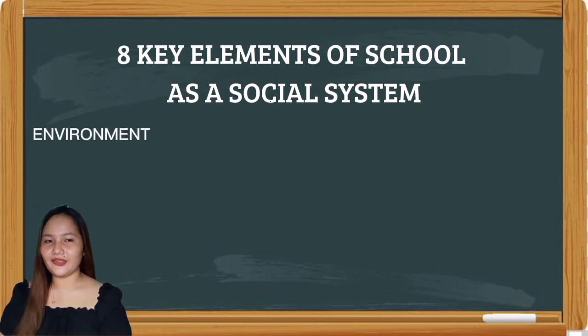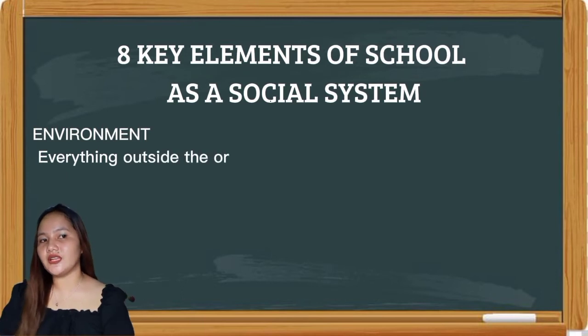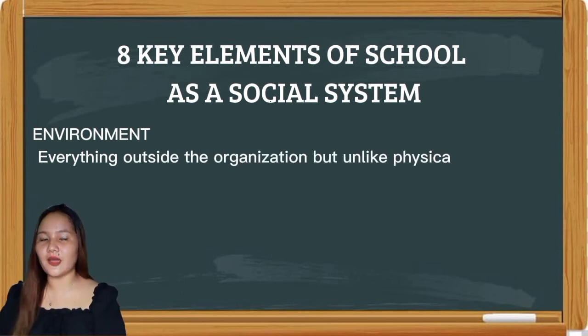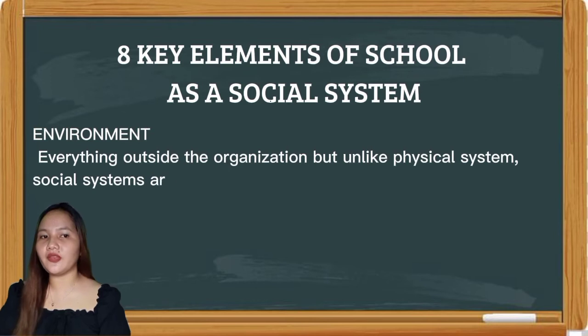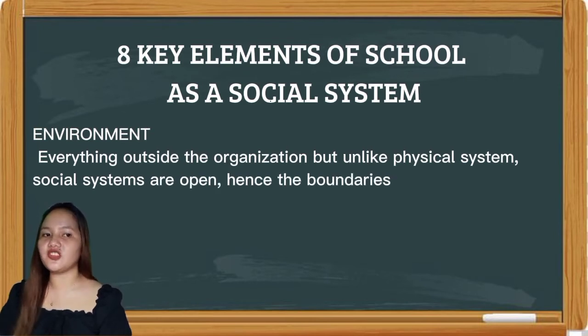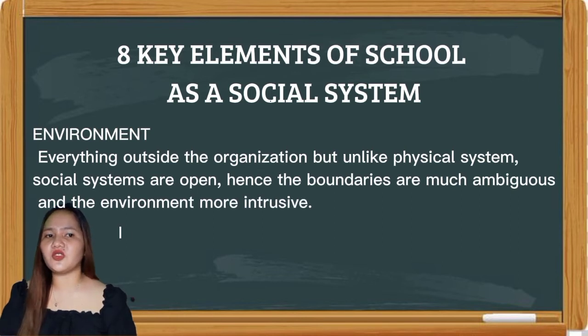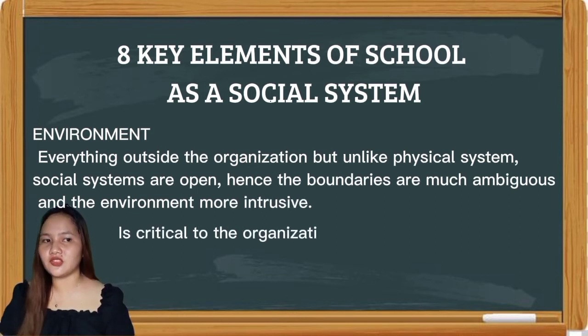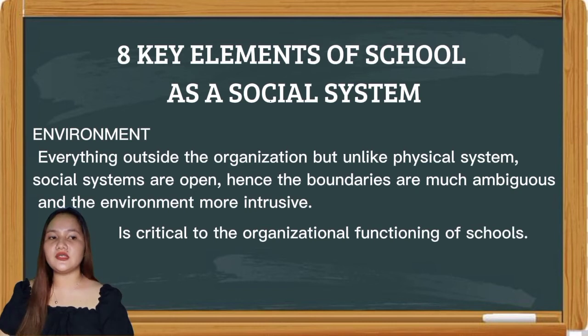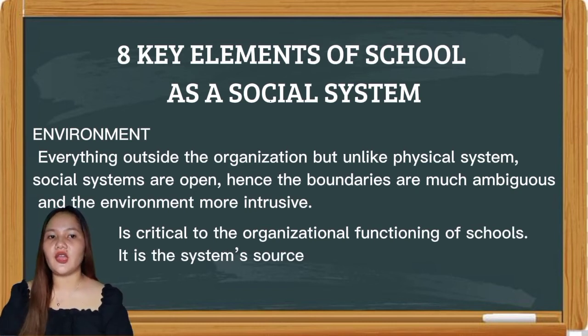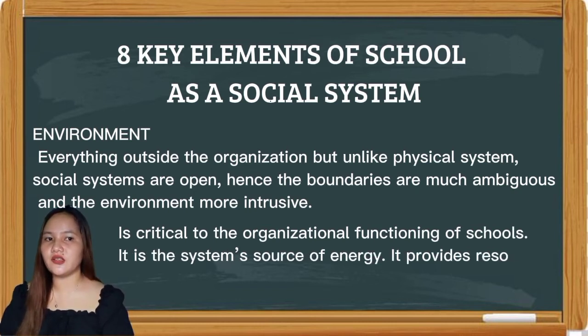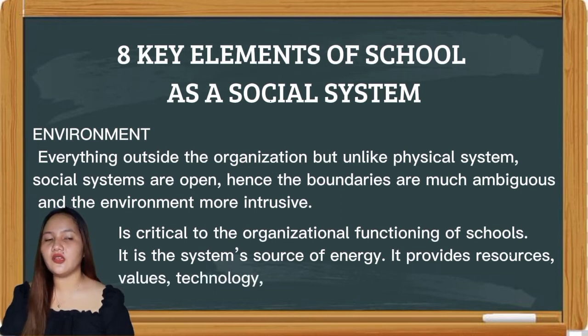F. Environment. Everything outside the organization, but unlike a physical system, social systems are open, hence the boundaries are much more ambiguous and the environment more intrusive. The environment is critical to the organizational functioning of schools. It is the system's source of energy, and it provides resources, values, technology, demands, and history.